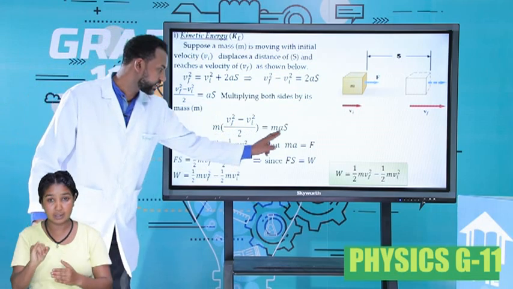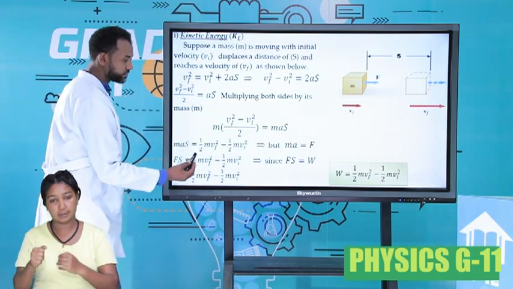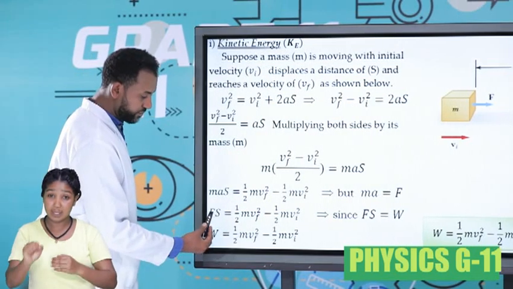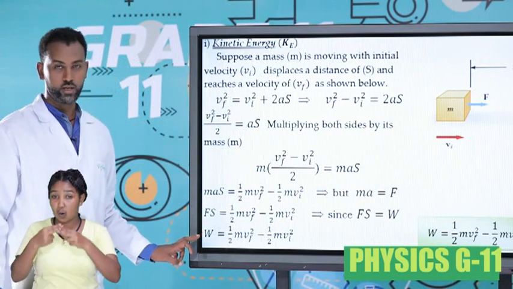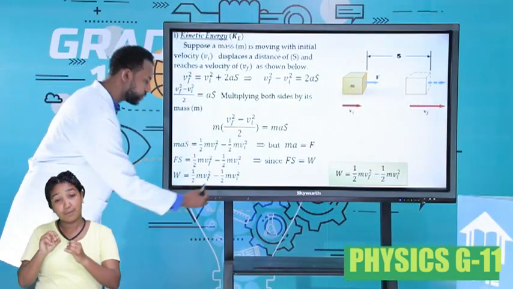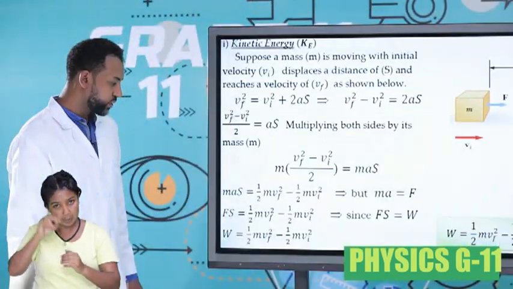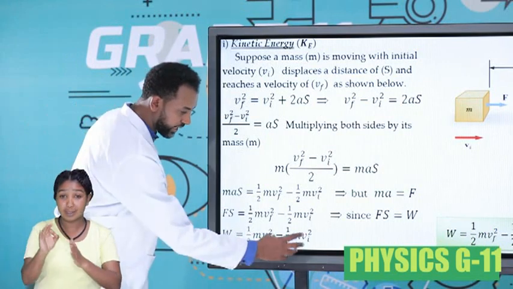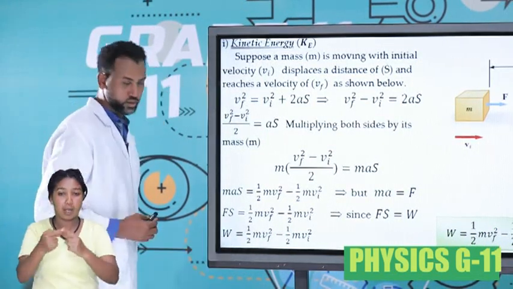This expression is acceleration times s. Then mass times acceleration times s is already force times displacement, and force times displacement is known as work. And work is equal to 1 over 2 m v final squared minus 1 over 2 m v initial squared. So, the quantity on the right side enables us to perform mechanical work.